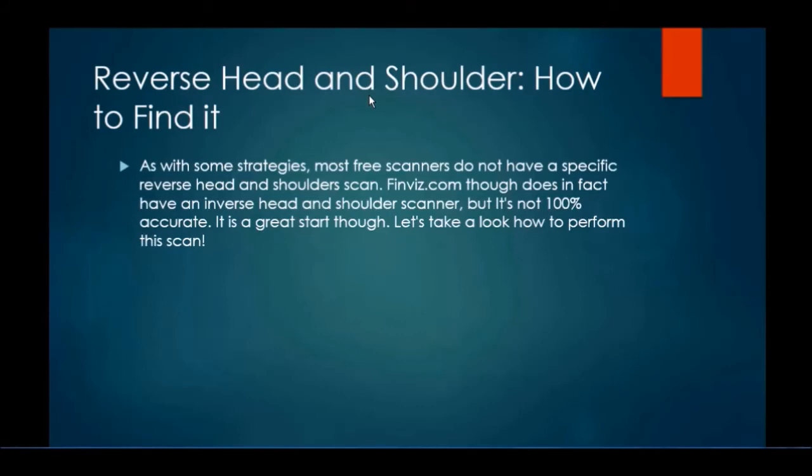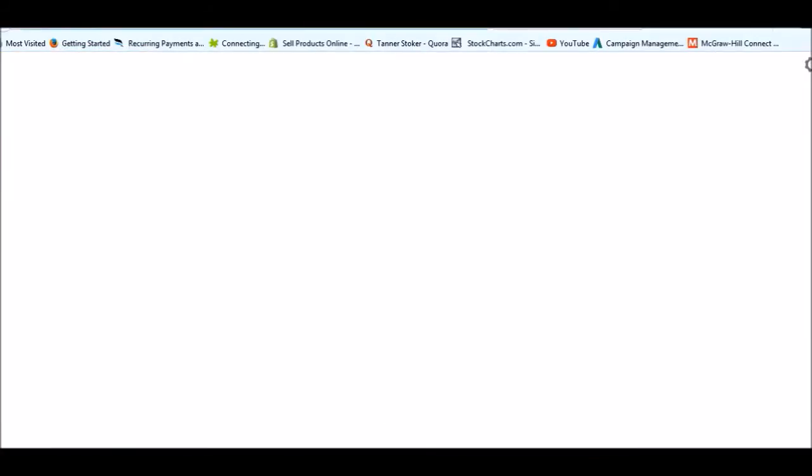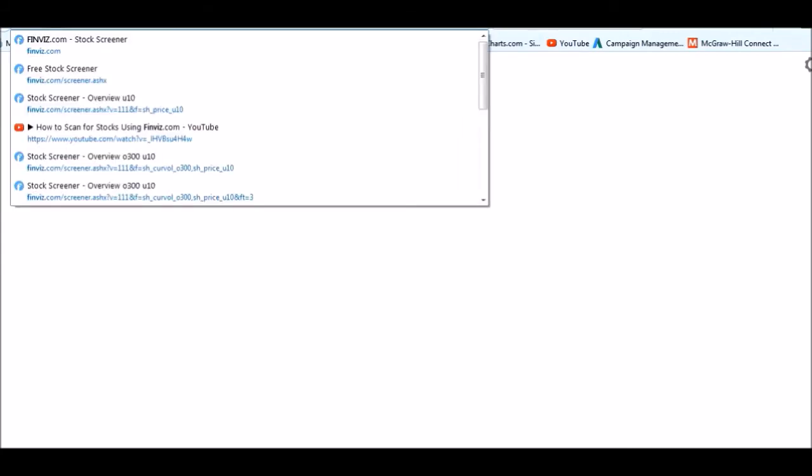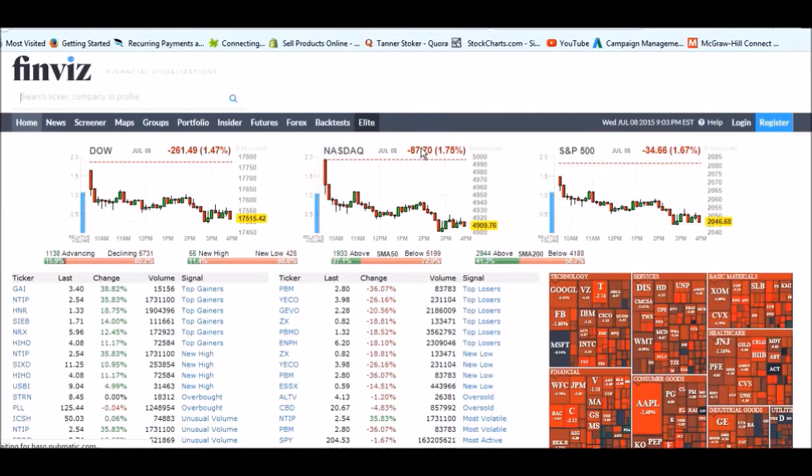As with most though, just like the cup and handle, this is something that you're going to train yourself to really just see as you're doing your scans, or the stocks that you have on watch. You'll start to see them form reverse head and shoulders. But let's go ahead real quickly and jump to Finviz and go over exactly how to do that scan.